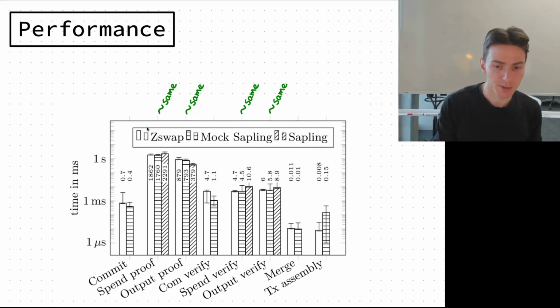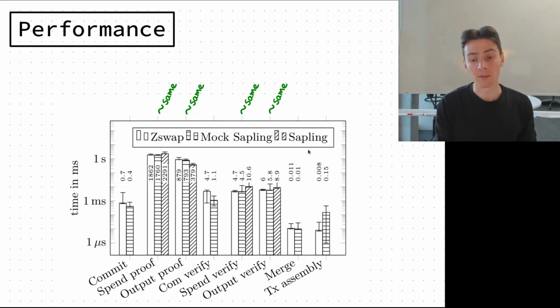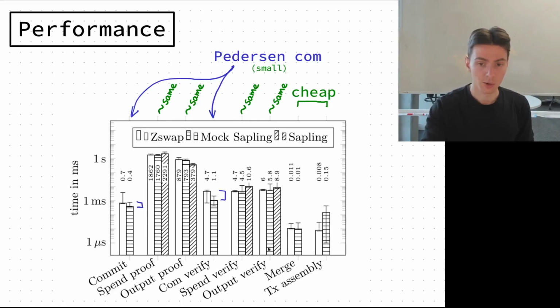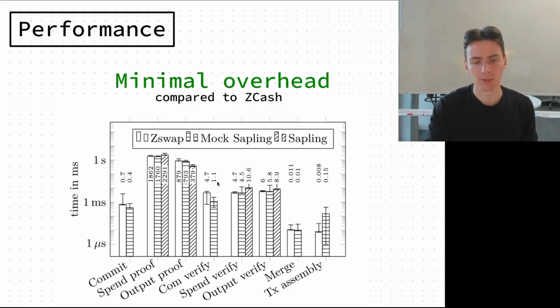This table compares ZSwap with our implementation of Sapling and the basic Sapling. You can see, for example, that for generating spend and output proofs and verifying them, the amount of time spent is pretty much the same. Merging transactions and creating them is extremely cheap. The only noticeable difference is creating and verifying commitments, but that's just because a Pedersen commitment scheme is a bit more complicated. But the overhead is still very small. And overall, the overhead compared to Zcash is quite minimal.